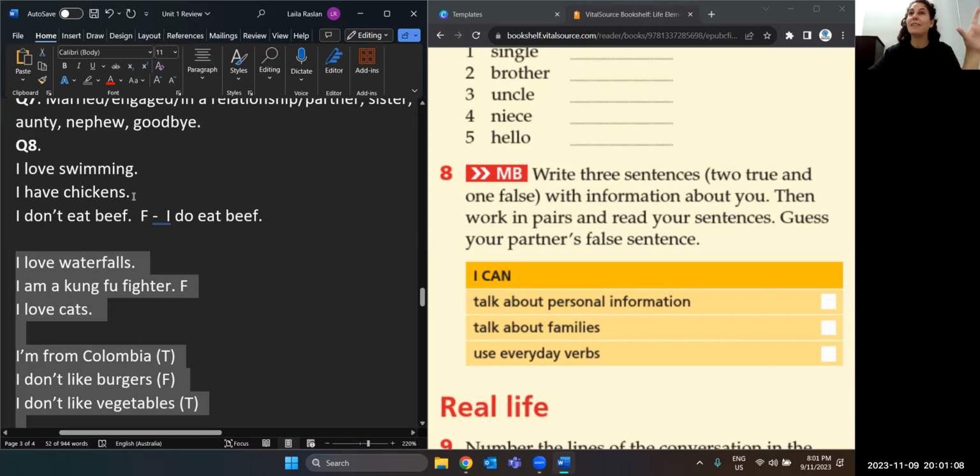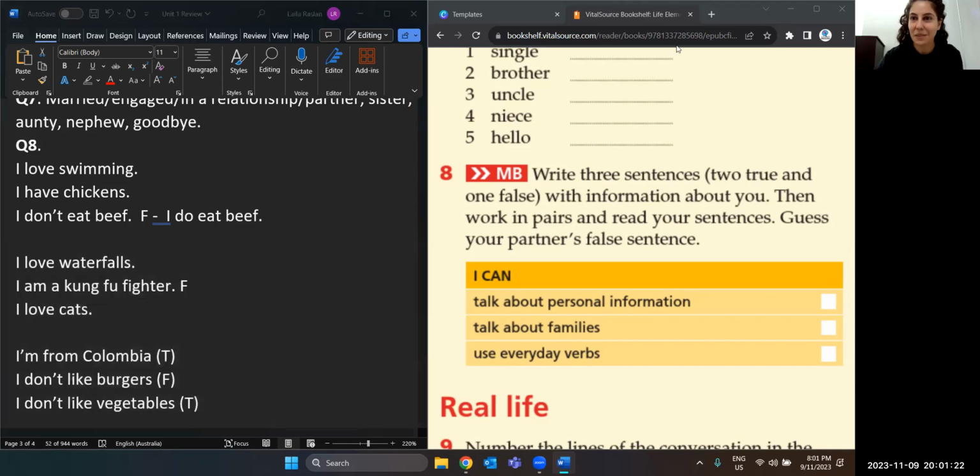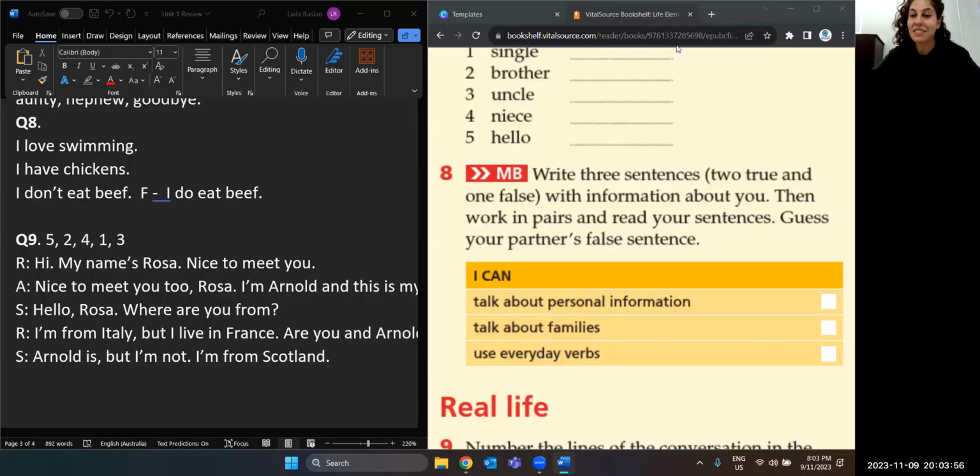Okay, so I'll give you 5 minutes. Write three sentences. Two of them are true, one is false. And the class together, we are going to guess which one is your false sentence. Okay, we'll come back in a moment. Okay, so let's have a look.